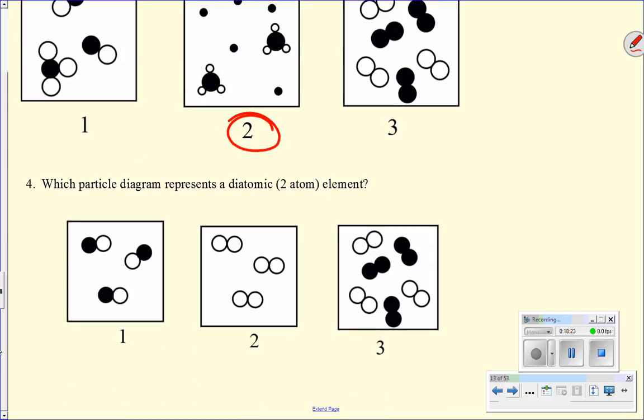Question number four, which particle diagram represents a diatomic or two-atom element? This is going to be choice two. Choice one is showing a compound. So it's not an element because we have two different elements bonded together, shown by those different circles. In choice three, this is actually a mixture of two different diatomic elements. So it actually becomes a mixture at that point. Choice two is actually just showing only our diatomic element.